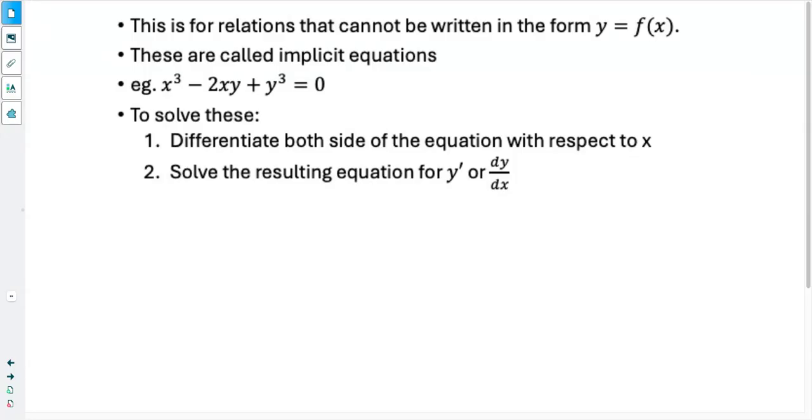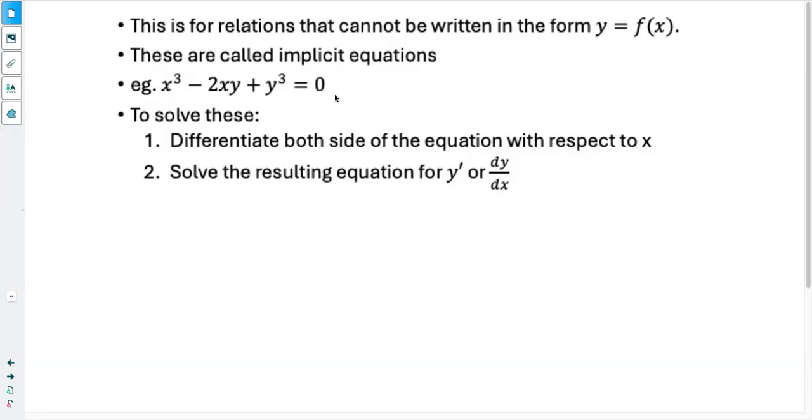So for example, if we had x cubed minus 2xy plus y cubed equals 0, we're unable to isolate to get y on its own, so we can't change it into the form y equals f of x. So for something like this, to differentiate, we have to use implicit differentiation.